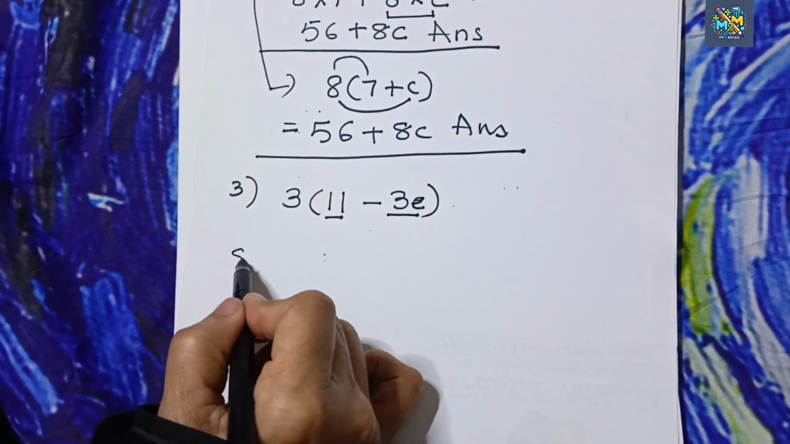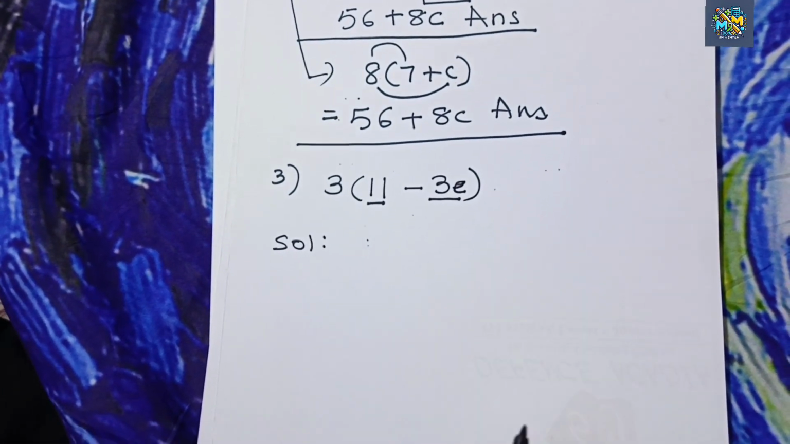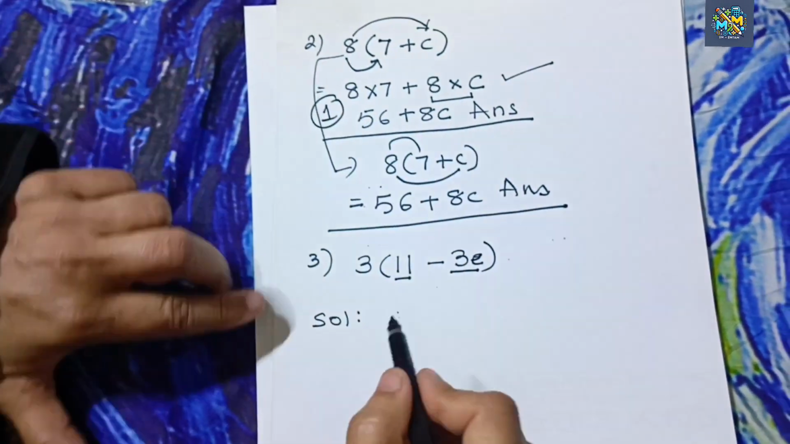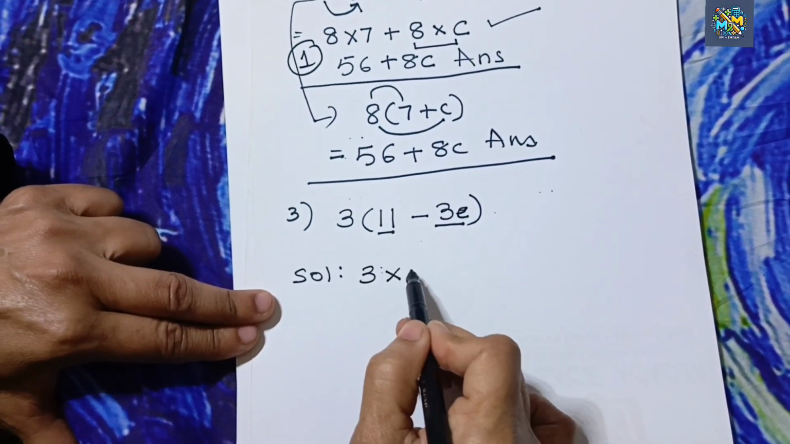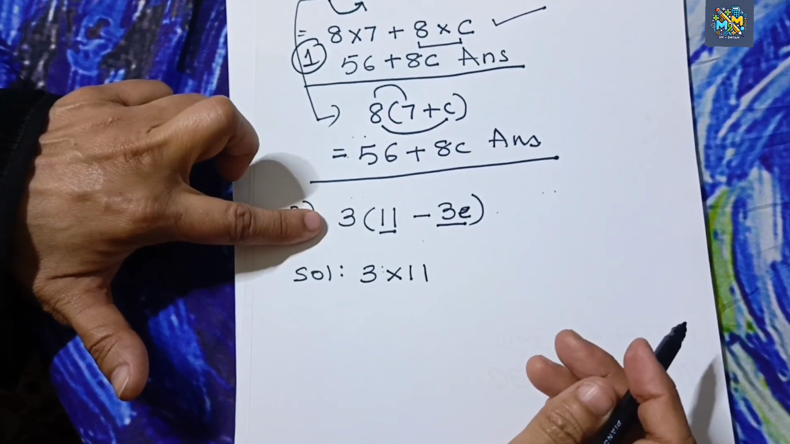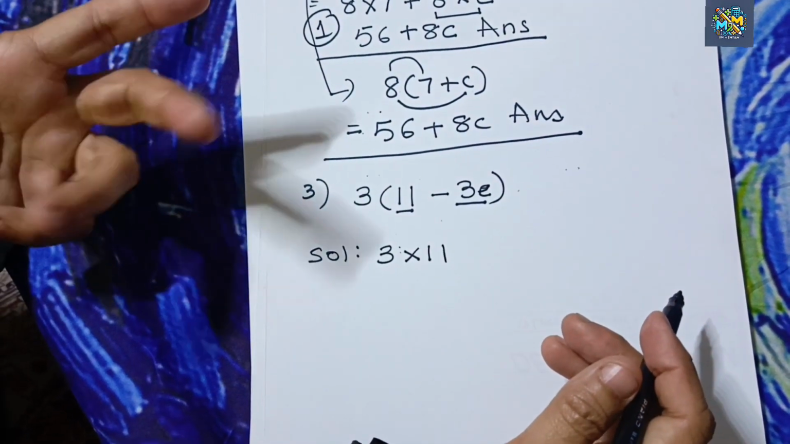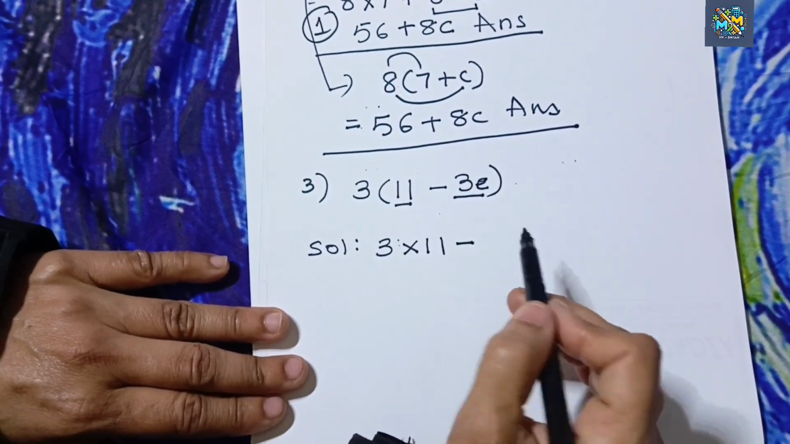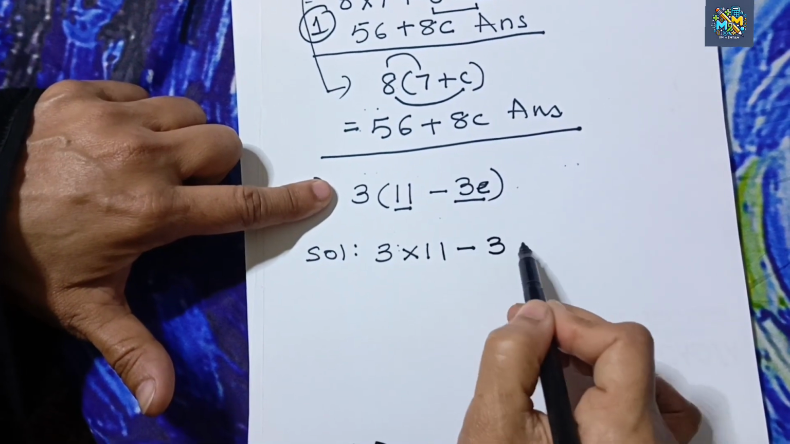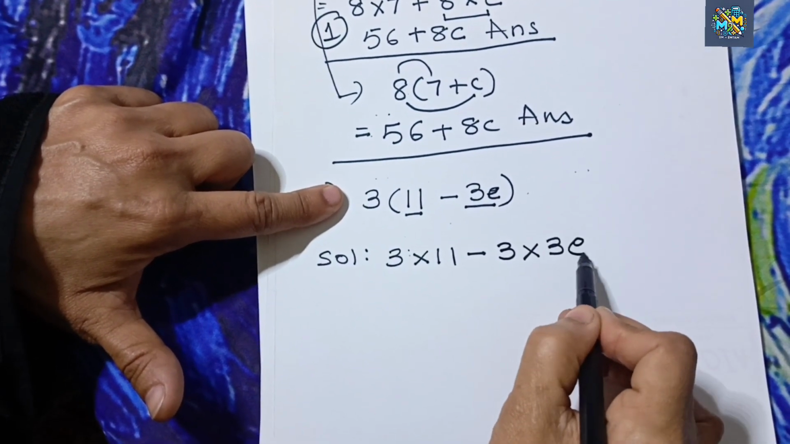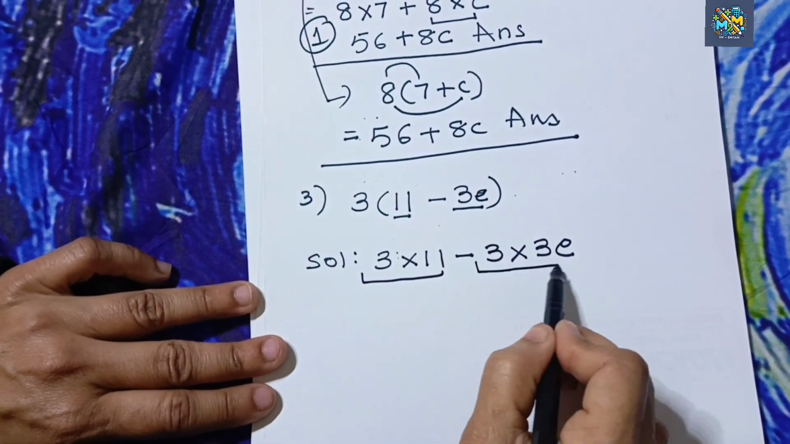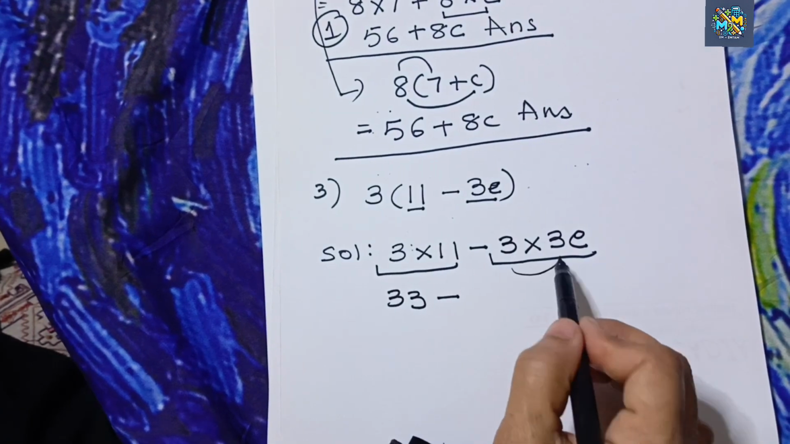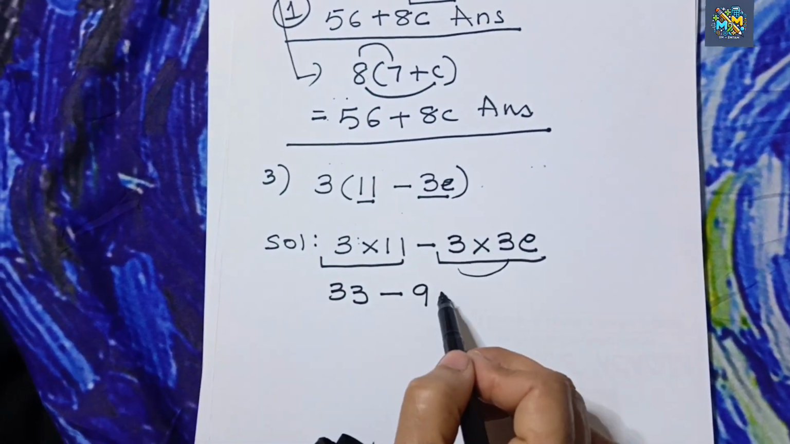So in this case, what we have to do is also very simple, so no need to get confused or nervous. I'm going to use the first method. So 3 multiplied by 11. I'm opening and expanding the bracket. To open the bracket is known as expanding the bracket. Now I'm going to bring down the minus sign, and then I will be multiplying 3 by 3e. Simple. So 3 times 11 is 33, minus 3 times 3 will be 9, and e will be the same.